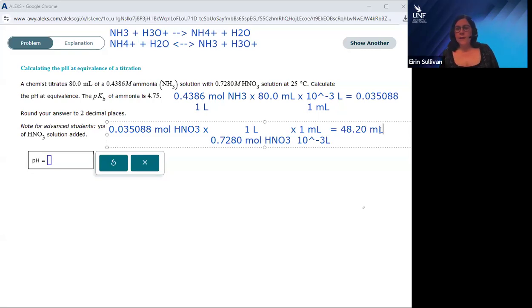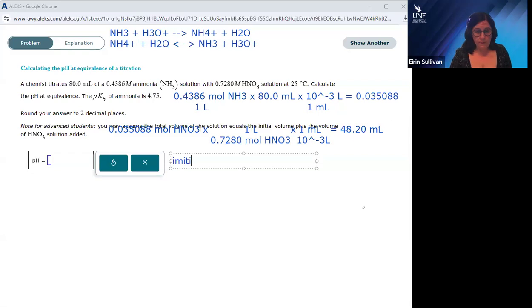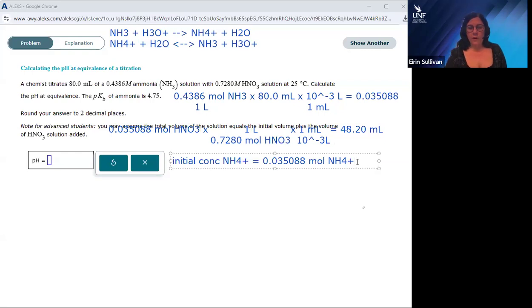Okay, so why do I need this volume? Because I need to know my total volume for my new concentration, right? So my initial concentration of my conjugate acid, my ammonium, which is what we're going to be looking at for this hydrolysis reaction, is going to be the number of moles of ammonium that we've generated, which is the same as the number of moles of ammonia that had to be neutralized, divided, and this is where sometimes mistakes are made, by the total volume, because we've added literally more solvent, right? So our total volume is going to be the original 80 milliliters plus the added acid, and we're going to have to convert that into liters again because concentration is moles per liter.